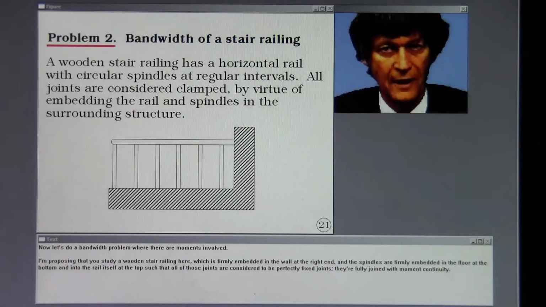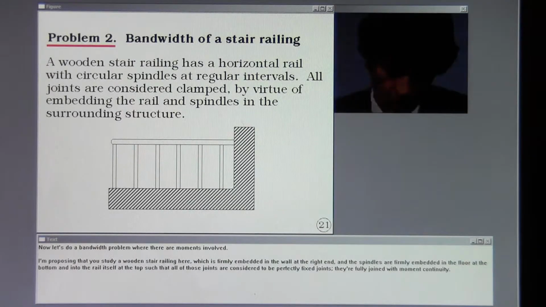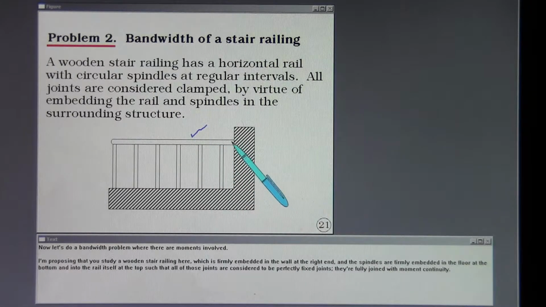Now let's do a bandwidth problem where there are moments involved. I'm proposing that you study a wooden stair railing here, which is firmly embedded in the wall at the right end, and these spindles are firmly embedded in the floor at the bottom and into the rail itself at the top, such that all of those joints are considered to be perfectly fixed joints. They're fully joined with moment continuity.